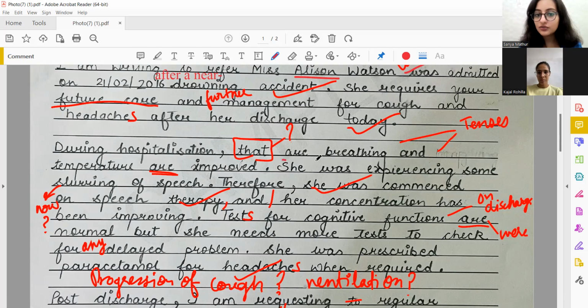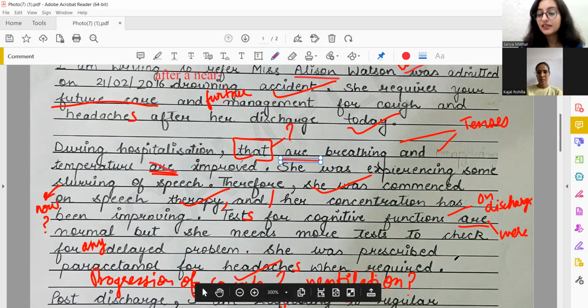Instead of "are", you can write "her breathing and temperature improved". Not "are improved". You have to use simple past tense because this has happened already. So her breathing and temperature improved. That's it. At this point of time, you could also write that she was successfully weaned off mechanical ventilation. So that's why I've written it over here that you didn't mention about ventilation.